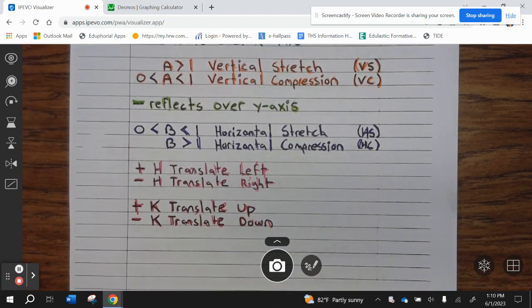When it's plus h, it translates left. When it's minus h, it translates right. When it's plus k, it translates up. When it's minus k, it translates down.